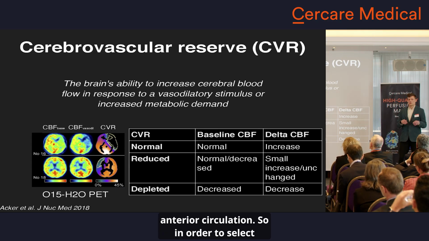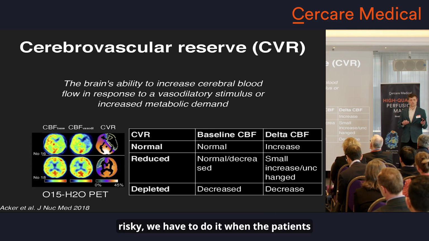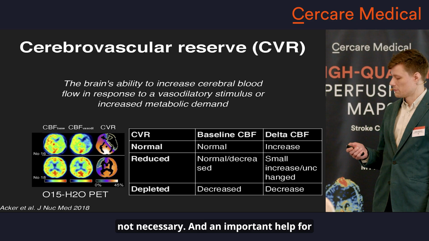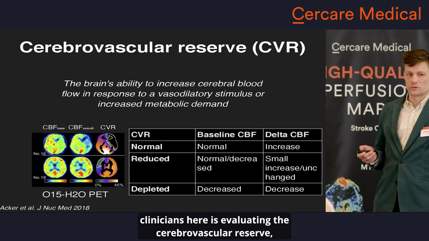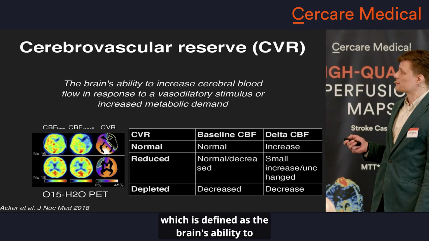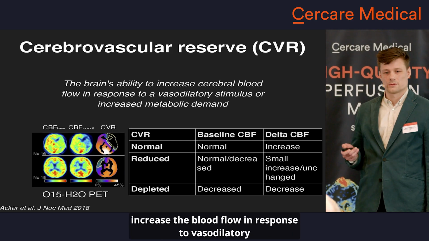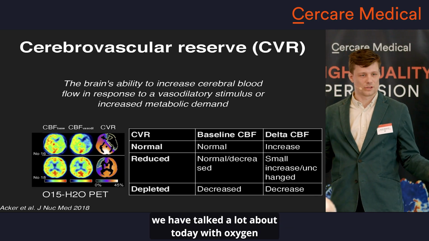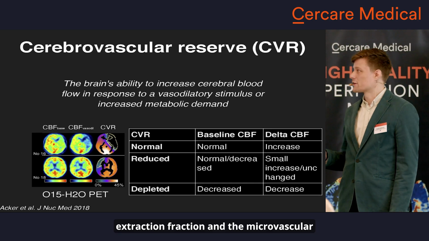So in order to select patients for this treatment, since it's very risky, we have to do it when the patients really can benefit from it, but not when it's not necessary. And an important help for clinicians here is evaluating the cerebrovascular reserve, which is defined as the brain's ability to increase the blood flow in response to vasodilatory stimulus or increased metabolic demand, which we have talked a lot about today with oxygen extraction fraction and the microvascular changes.